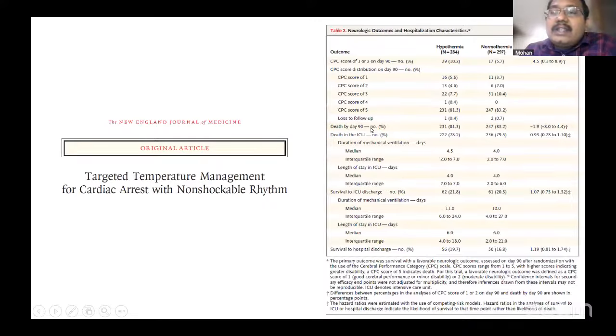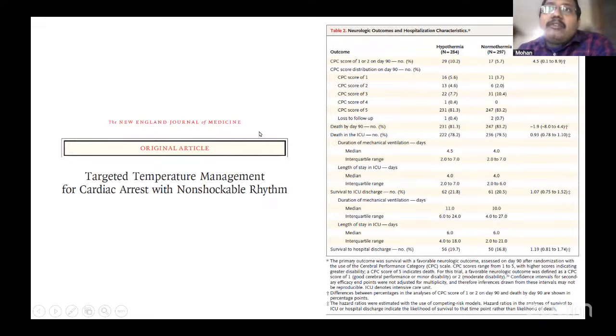And here we can see that compared to the previous trials, the death by 90 days is very substantial, 231 and 247. And among survivors, the good neurological outcome, the CPC score 1 or 2 on day 90, is also less compared to previous trials. It is 29 in the hypothermia group, 17 in the normothermia group. So comparatively, the hypothermia group fared well in terms of good neurological outcome.